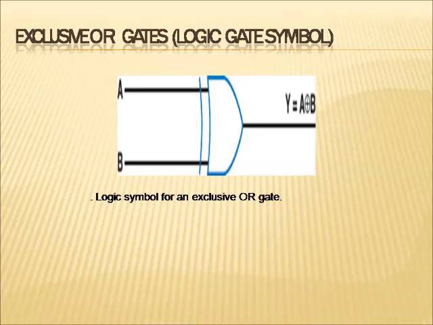This is the logic gate symbol of an exclusive OR gate. Please see the symbolic representation. This is for the exclusive OR gate. Please refer to the textbook and read the topics under the exclusive OR gate. Okay, the symbolic representation, you can see that y is equal to a plus in that circle b, a XOR b. So the symbolic representation also you can note down.